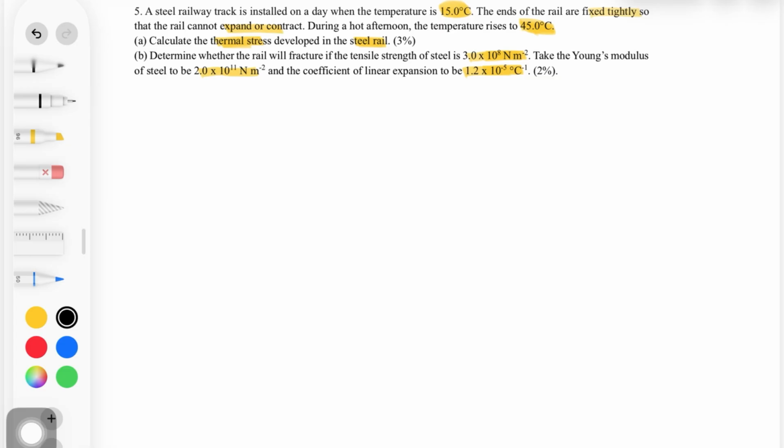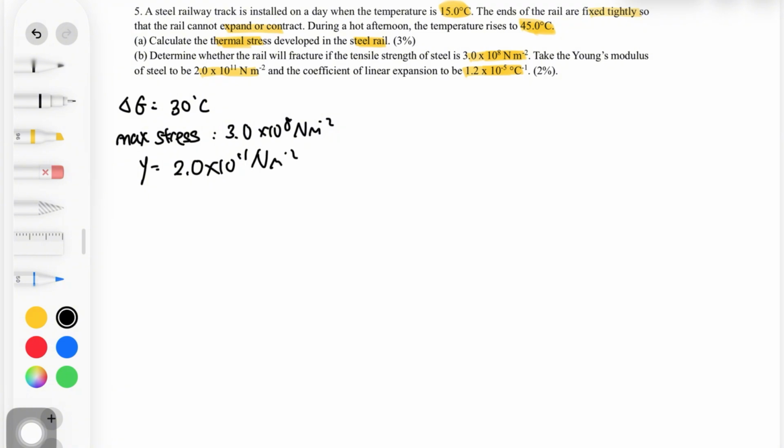The temperature difference is 30 degrees Celsius. The tensile strength means the maximum stress we can handle, so max stress is 3.0 × 10⁸ N m⁻², the Young modulus Y is 2.0 × 10¹¹ N m⁻², and the coefficient of linear expansion alpha is 1.2 × 10⁻⁵ °C⁻¹.